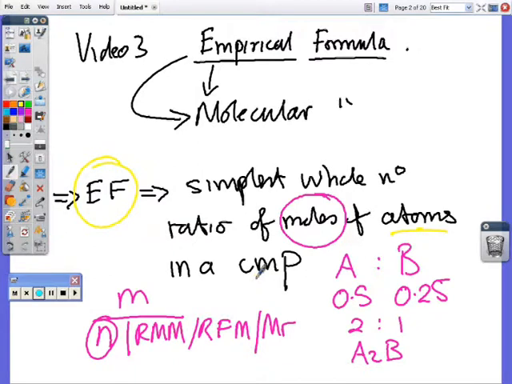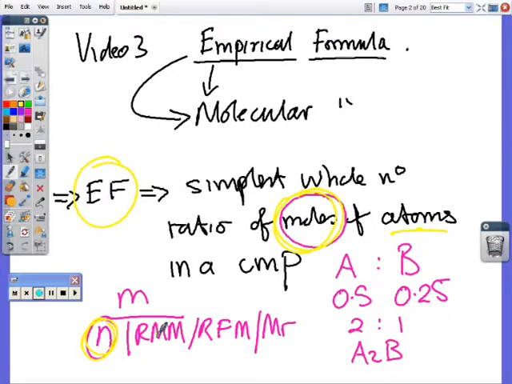So in other words, we need to be able to calculate the number of moles of an element within a compound, and so we will go back to our old formula, the equation that we used earlier, where n for number of moles is equal to mass over the Mr, the RFM, or the RMM.